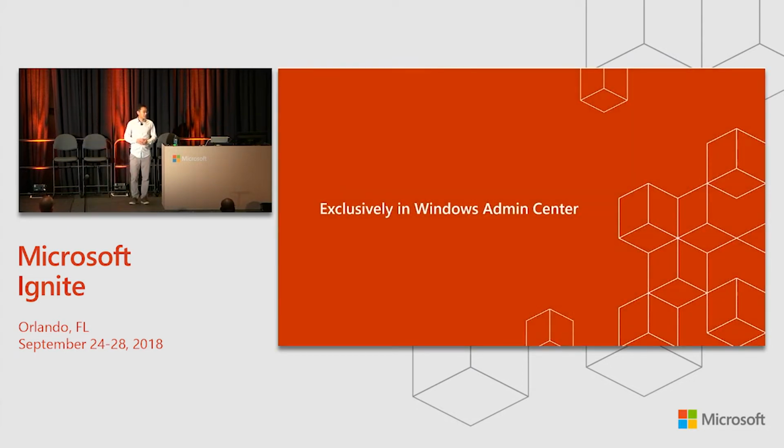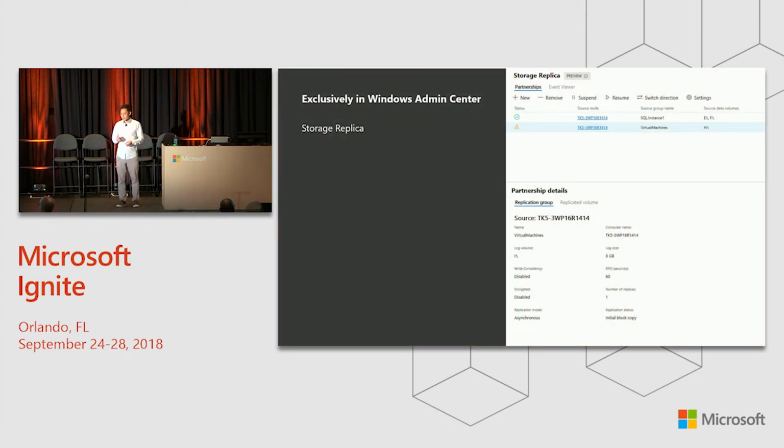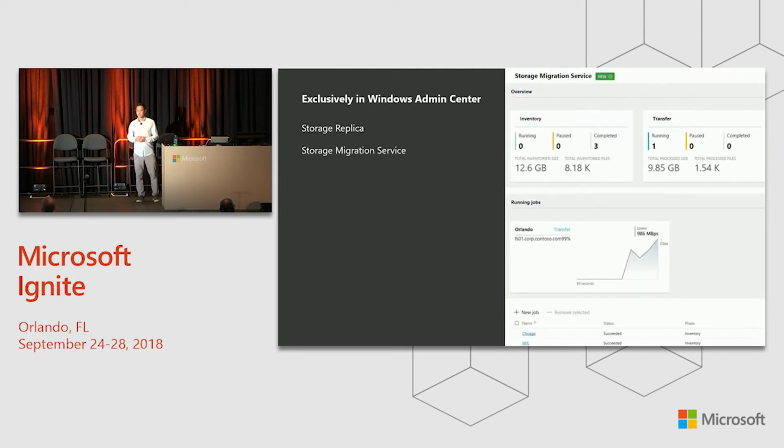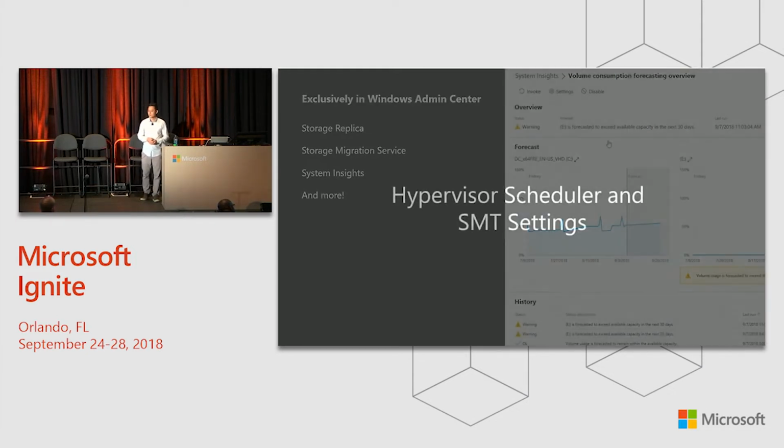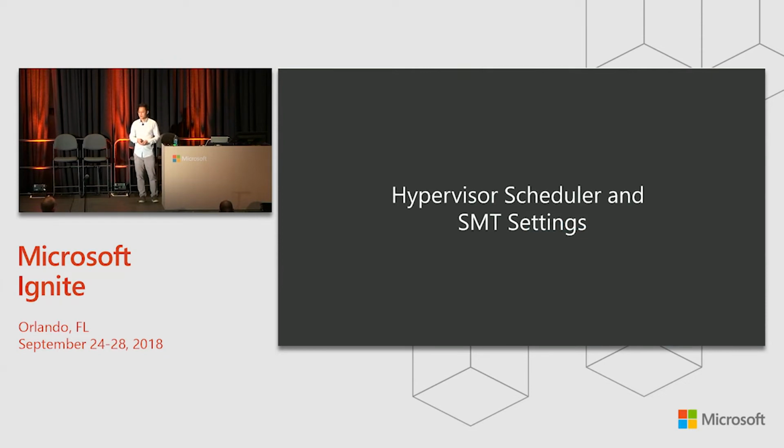Now, if you've seen Windows Admin Center demos in the past 2 days here at Ignite, you might have noticed that the UI for a lot of new features are exclusively available in Windows Admin Center. For example, you have storage replica, which is only in Windows Admin Center. Storage Migration Service, which is new in Windows Server 2019. And System Insights as well. And this is the same for Hyper-V management as well.